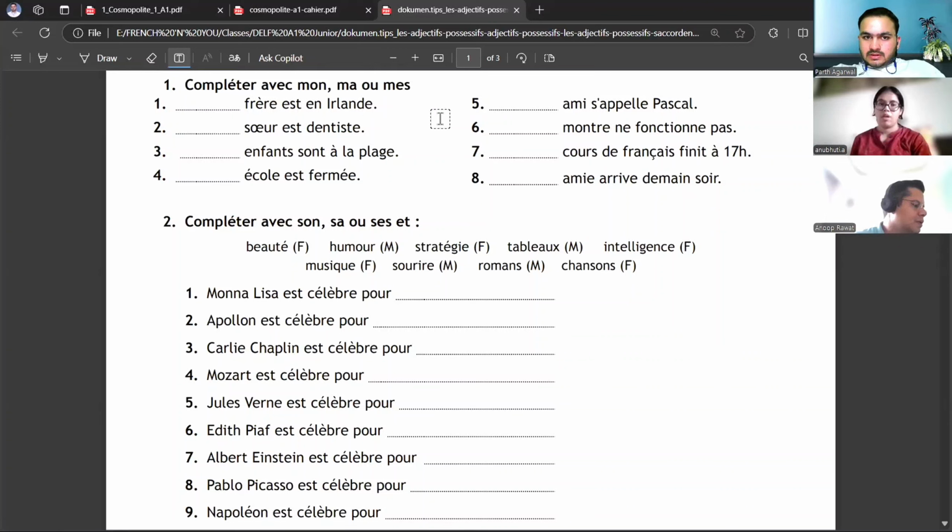Only the three things. Okay, we don't have to look at anything else, like ton, tes, and so on. We just have to use mo, ma, or me. Okay. So what do you think, Anup?